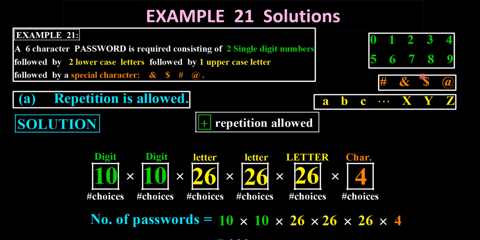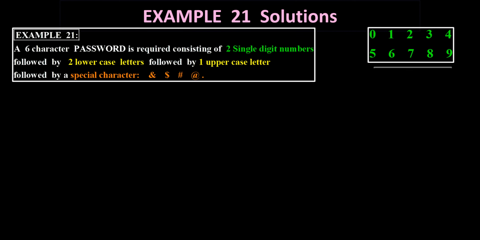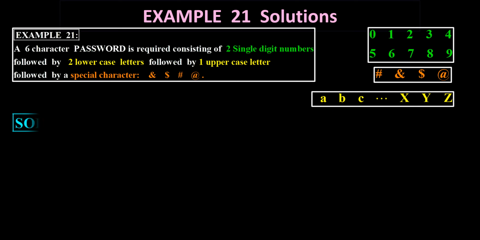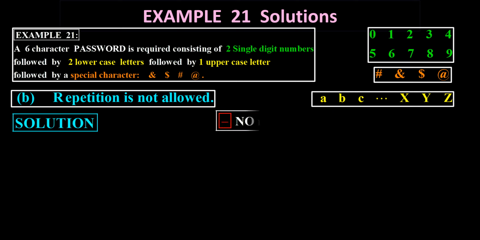And if we multiply that, you see it's quite a large number, 7,030,400. Let's look at the next question and see what is actually required here. In this case, we need to find the number of passwords, but repetition is not allowed. Okay, so that's important. You'll have to note repetition is not allowed.